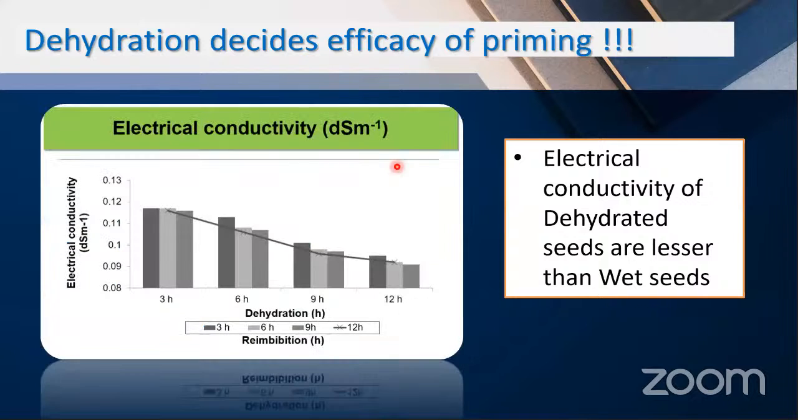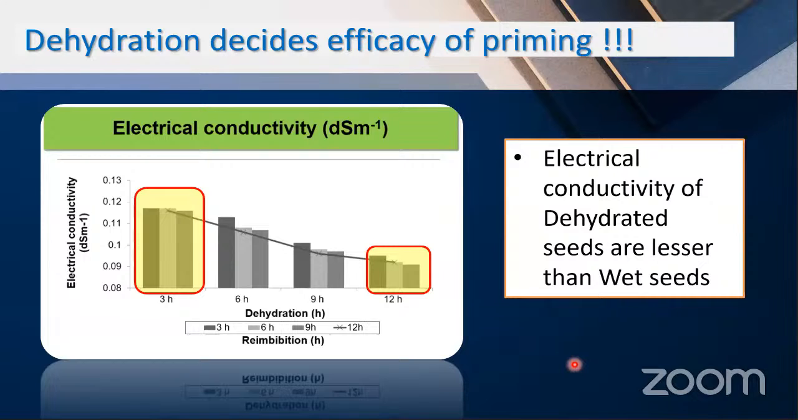How? You see this graph. This is dehydration for 3 hours, 6 hours, 9 hours, and 12 hours. As the dehydration duration increases, you can see the electrical conductivity. Electrical conductivity is the measure of membrane integrity. So the seed membrane gets repaired. That is one of the important effects.